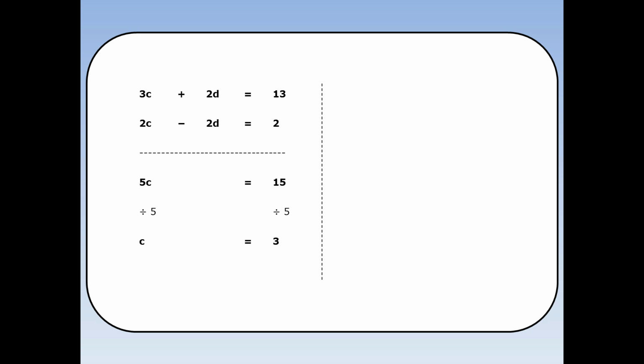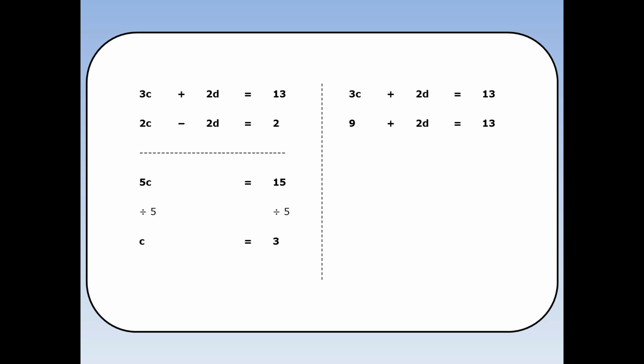So I found out what one of the letters is, but I also want to know what d is as well. So, go back to the original formulas and choose one. I've chosen the top one, but it doesn't matter. 3c plus 2d is 13. Now I know that c is 3, so I'm going to put that back in. 3 times 3 is 9. So 9 plus 2d is 13.